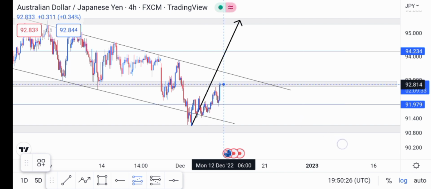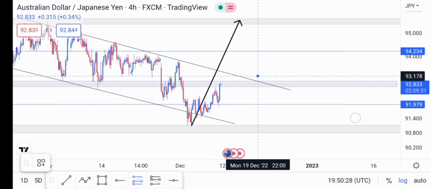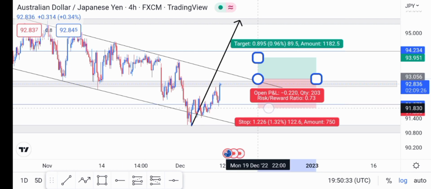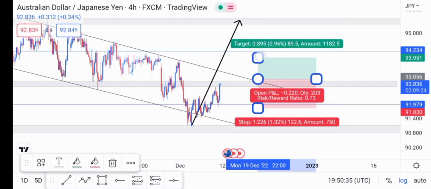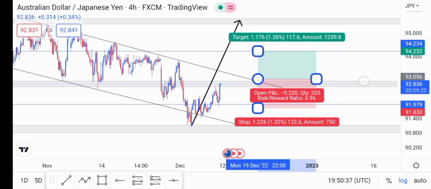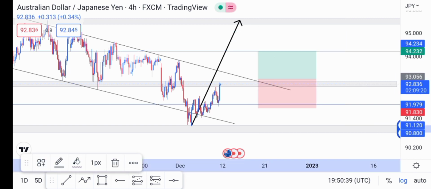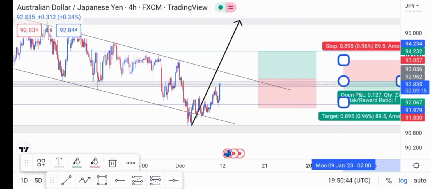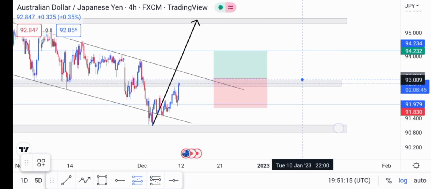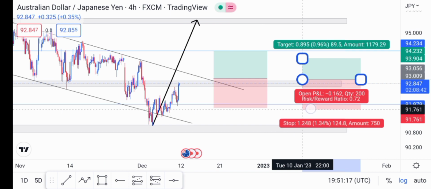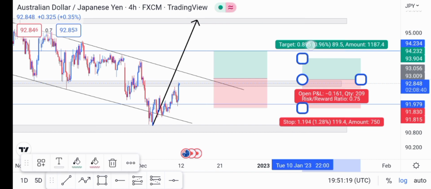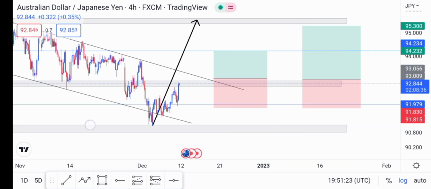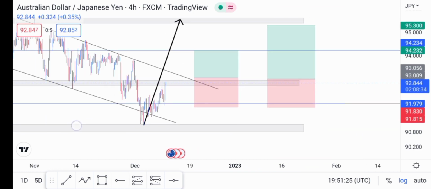We are going to enter around this area right over here, and this will be our stop loss right over here, and our first take profit right over here, and another entry level that we should take again, right over here. Like this. Yeah, this is the one. So I hope you get the memo, guys. This is how we should trade AUDJPY.